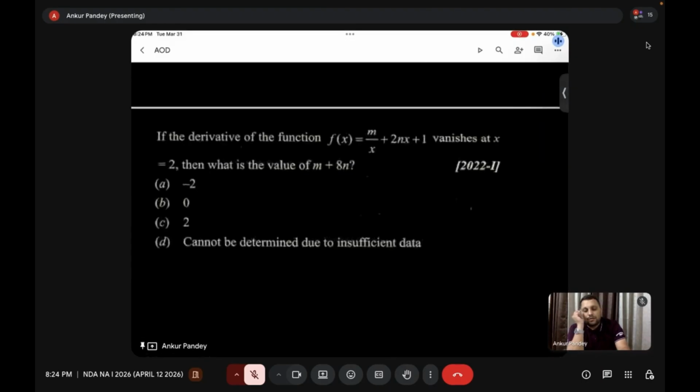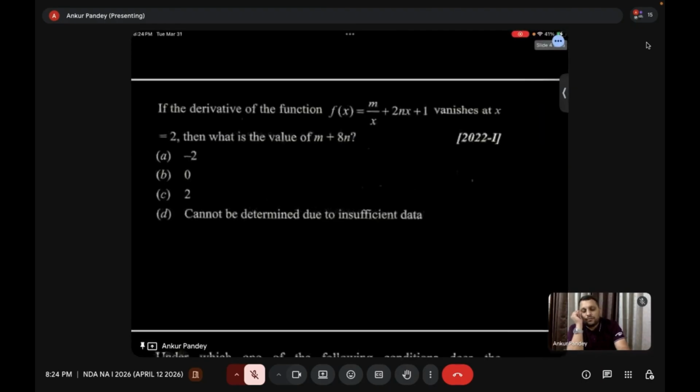This one is interesting. A function vanishes means it is equal to 0. So the derivative of this is equal to 0 at x equal to 2. Then what is the value of m plus 8n? Solve this question, then I'll go to the questions below this.